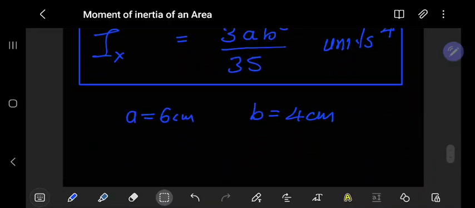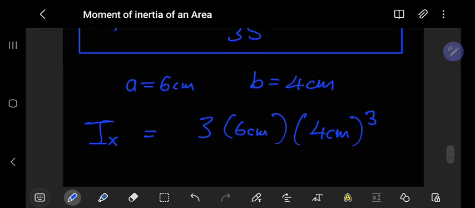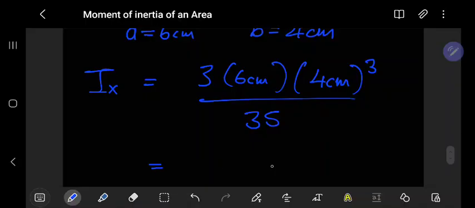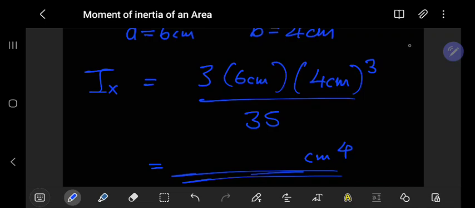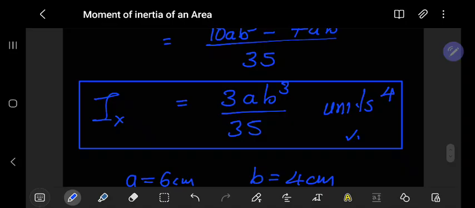So if we did that, notice that our Ix will now be found by just saying 3, where there's A we'll put 6 centimeters, where there's B we'll put 4 centimeters, but the B has to be raised to the power 3, and then this is divided by 35. Notice that when you evaluate this, the units will come out correctly as centimeters to the power 4. But you guys can do this on a calculator and see what this will give you. The key thing is you must have been able to arrive at this position.